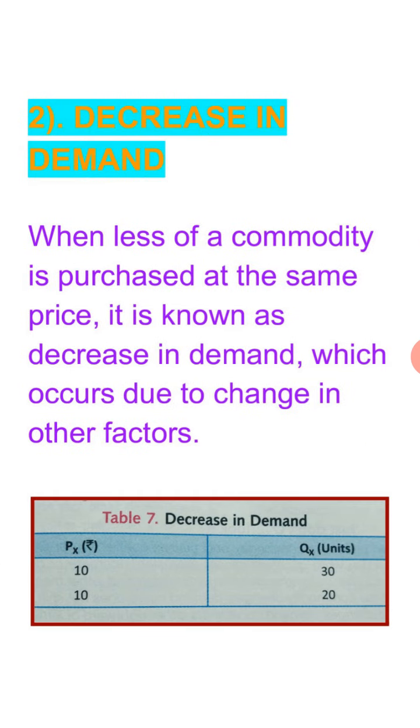Dear students, now comes the second term, that is decrease in demand. So what is decrease in demand? When less of a commodity is purchased at the same price, it is known as decrease in demand. जब सेम प्राइस पे किसी भी कमोडिटी की डिमांड डिक्रीज होती है उसको हम लोग डिक्रीज इन डिमांड बोलते हैं. एंड इट ऑल्सो अकर्स ड्यू टू चेंज इन अदर फैक्टर.